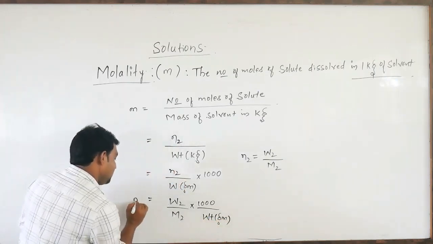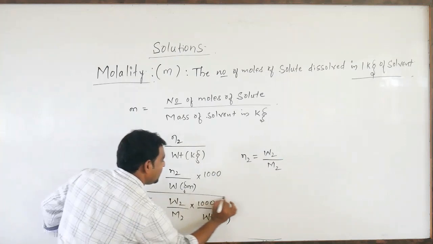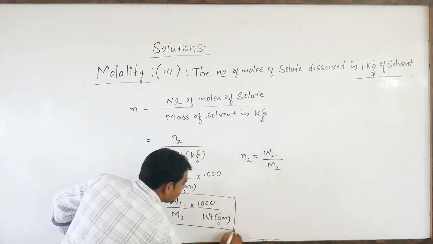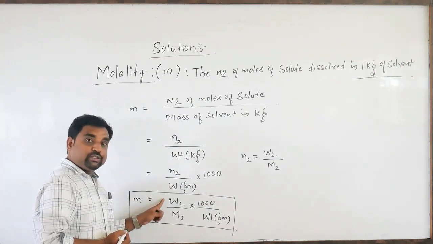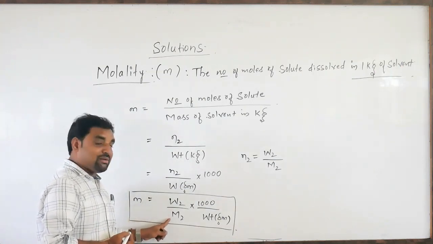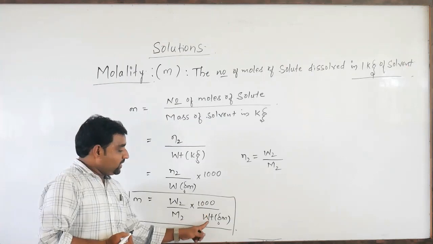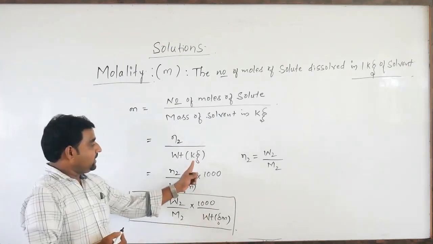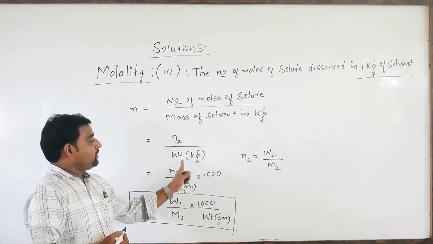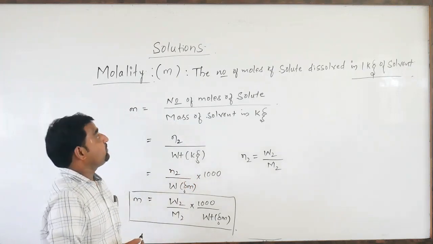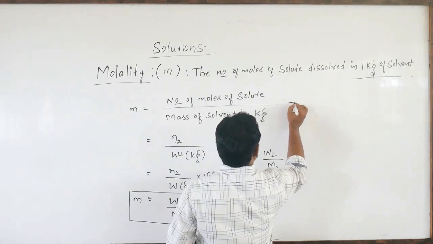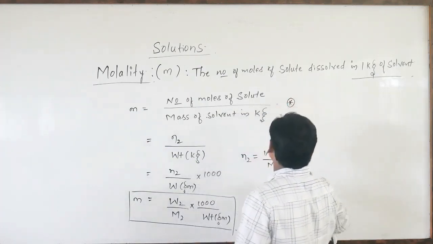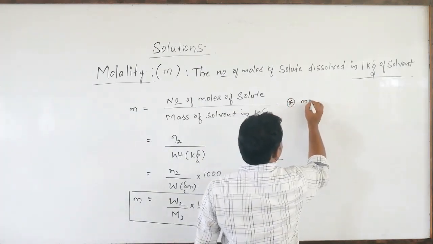So this is the formula to calculate the molality of the substance. Molality is equal to the weight of the solute and molar mass of the solute, times 1000, divided by weight of solvent in grams. If it is in kg, we can use N2 divided by weight in kg. So this is the molality. And one more point you can remember: molality is independent of temperature.